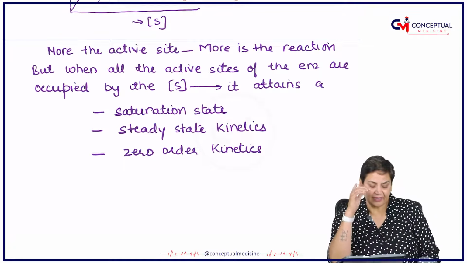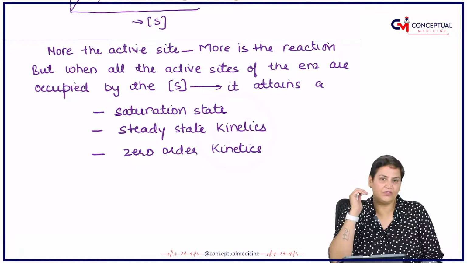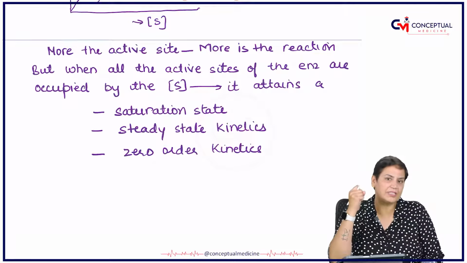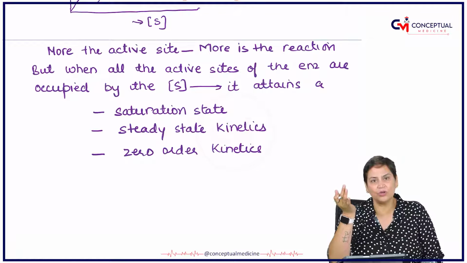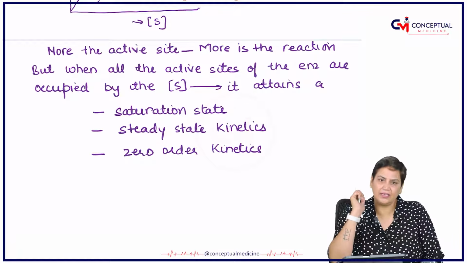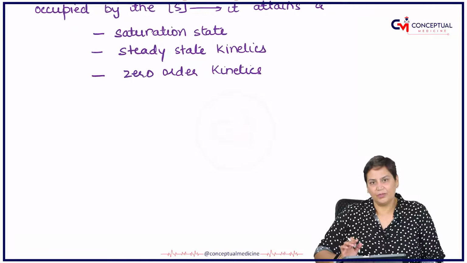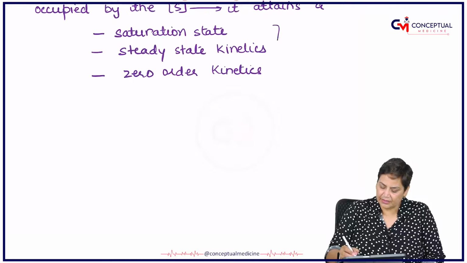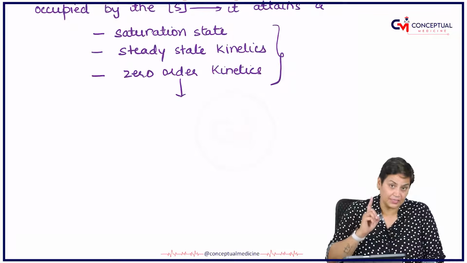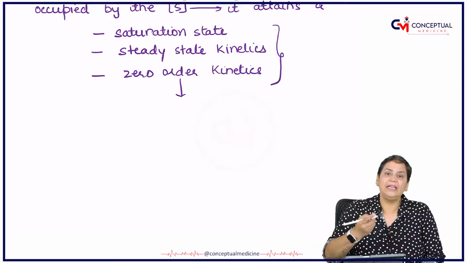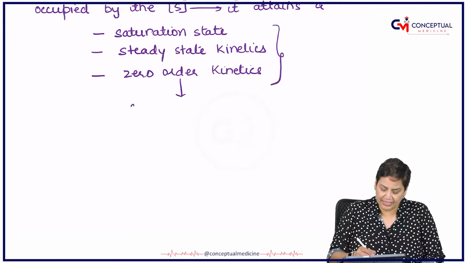So this is the most important point which we have to remember and understand: initially when more is the active site, more will be the reaction, more will be the enzyme substrate complex formation. But when all the active sites of the enzyme are occupied by the substrate, it is going to attain saturation, steady state or zero order kinetics. And the graph obtained is a hyperbola. And if we talk about zero order kinetics, the most important thing is that both are independent of one another. Means substrate and enzyme become independent of one another.